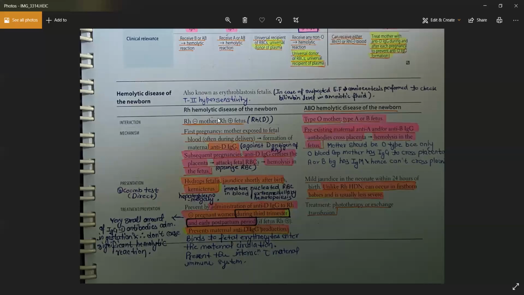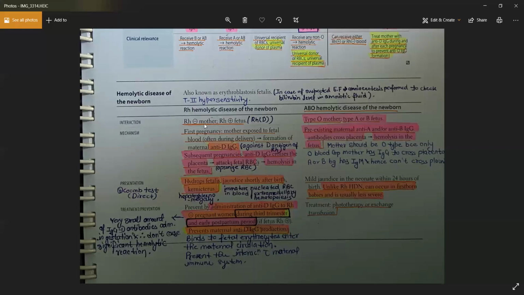Okay, only after the first birth, when some amount of blood will be mixed with the fetus's blood, then the formation of these antibodies takes place. And in the second pregnancy, right, when the fetus is again Rh positive and the mother is Rh negative, then these antibodies, because they're already present in the plasma, can easily cross the placenta and can cause the hemolysis in the fetus, right? And when the hemolysis happens, your RBCs are being destroyed. You cannot carry the oxygen. If you cannot carry the oxygen, what's gonna happen?